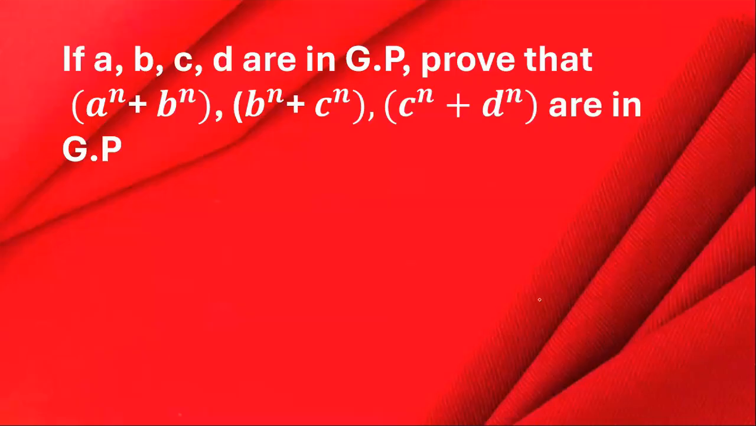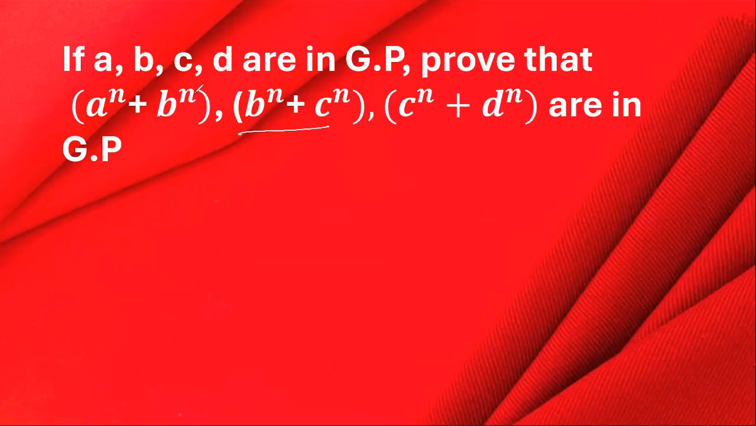The question is that if A, B, C, D are in GP, we have to prove that A raised to the power n plus B raised to the power n, B raised to the power n plus C raised to the power n, C raised to the power n plus D raised to the power n, they are in GP, right?